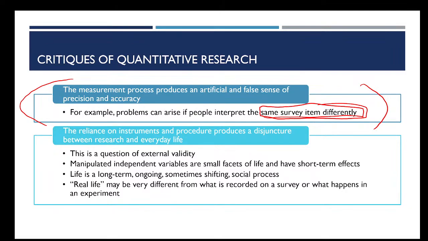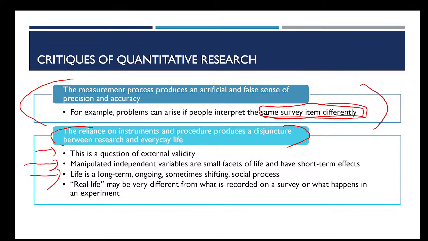And yeah, the reliance on instruments and procedures sometimes makes it seem a little bit too clean and clinical, right? A lot of people will question external validity. And sometimes, especially in experimental research, manipulated independent variables can be small facets of life that have short-term effects. And it can be really difficult because life is long, ongoing, and there's a lot of shifting social processes.